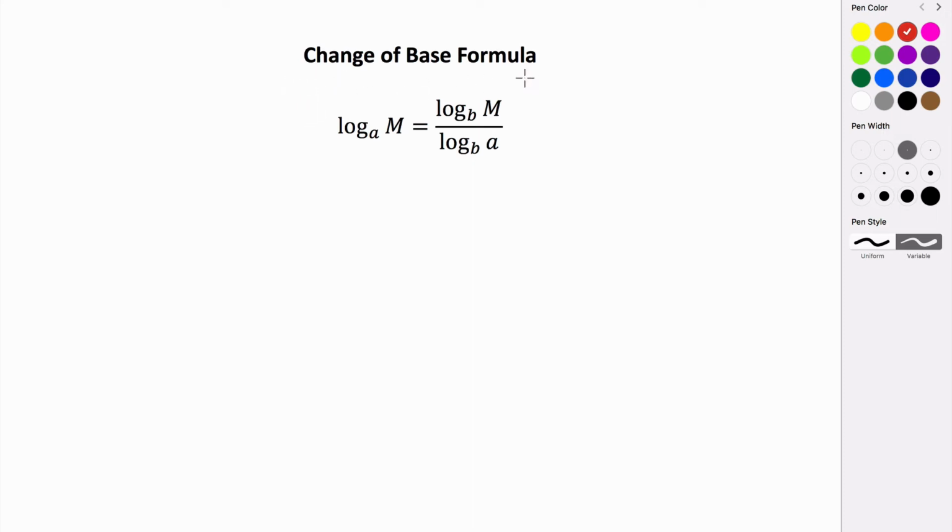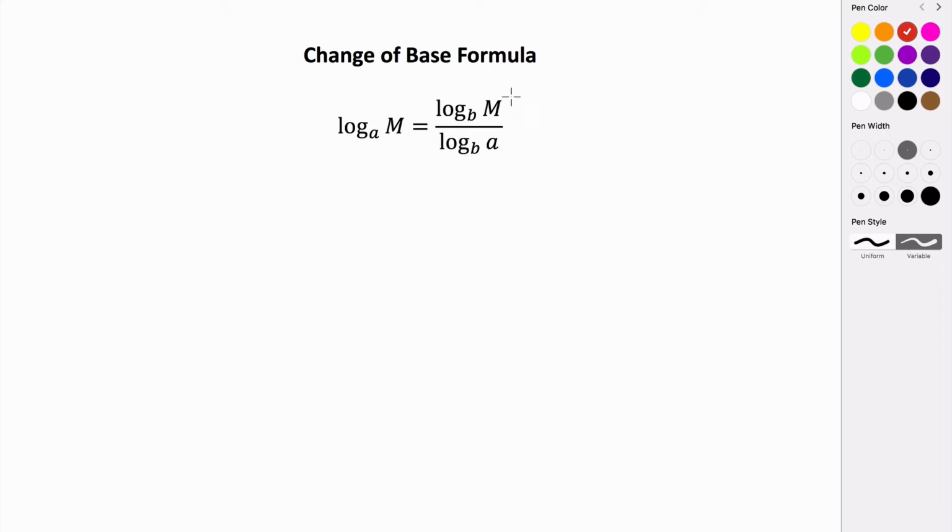Today we're talking about the change of base formula and some other properties of logs. The change of base formula allows us to take any log with any base and change it into a different log with any base that we want. Any base that is a valid base for a log, so anything that is positive.